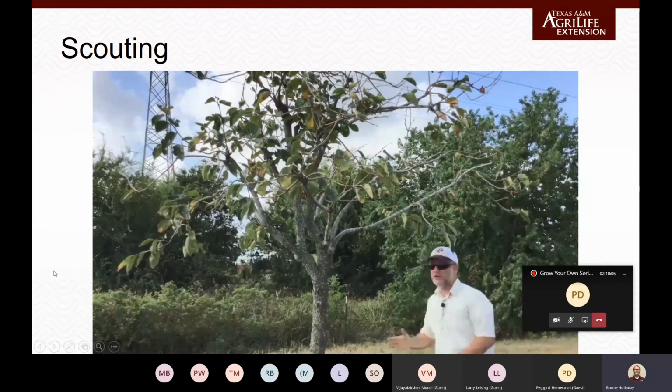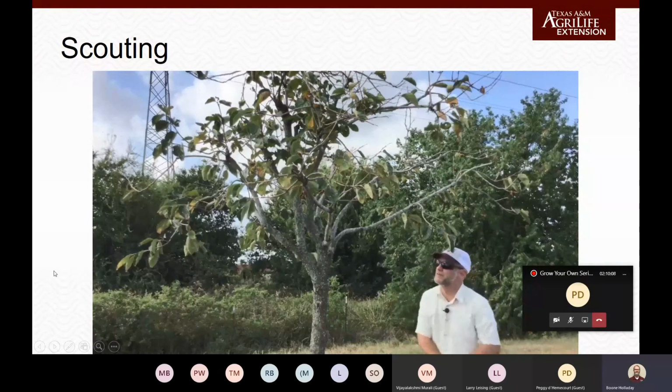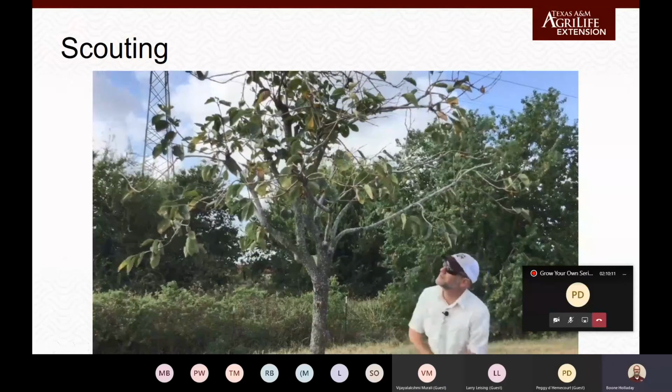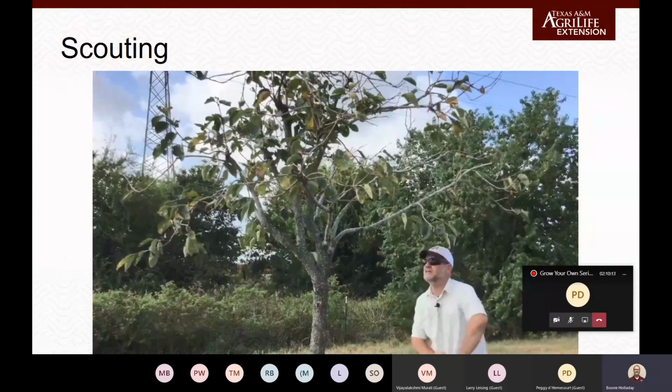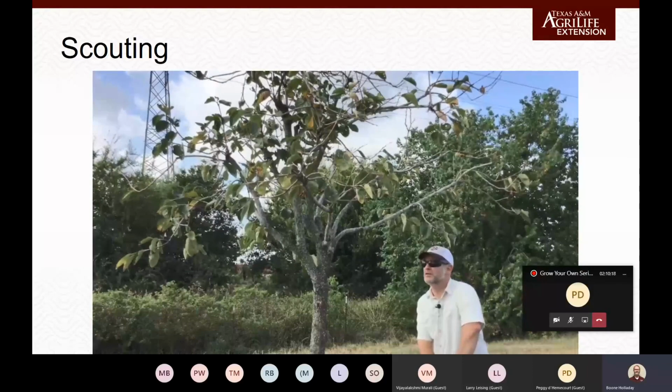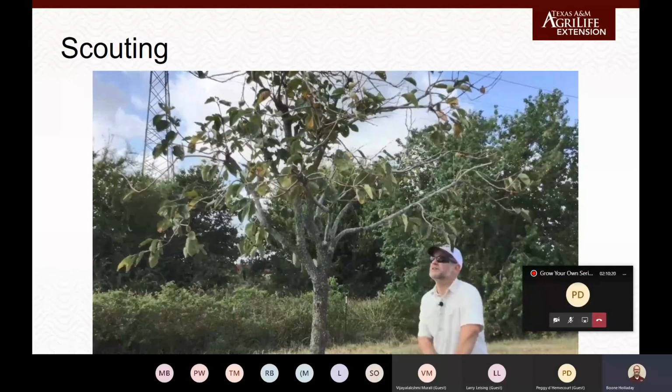This plant that we're looking at right here is a Japanese persimmon. And while there is one little persimmon up there, this tree is in really bad shape. It's lost a lot of foliage. It's got some yellowing leaves on it.